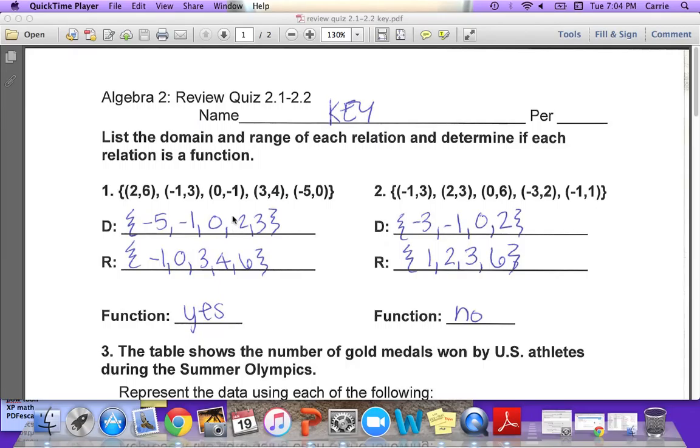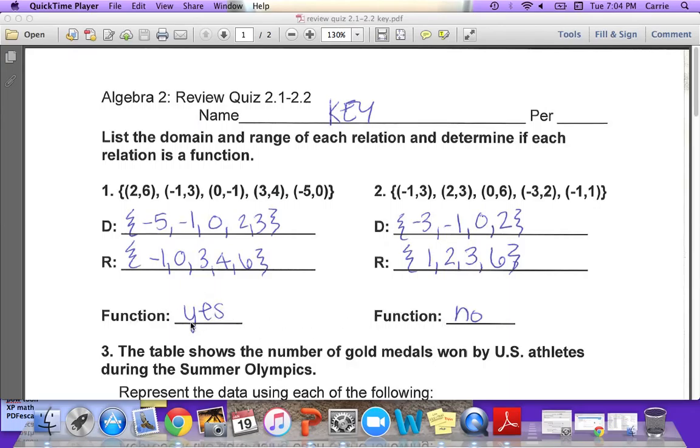So as you're looking at our review here, remember domain are your x values, or the first number of your ordered pair. They need to be in least to greatest order, and we do not have any repeats. Your range are your y values, and the same thing as your domain: least to greatest order and no repeats. The last part is to determine whether they are a function or not.